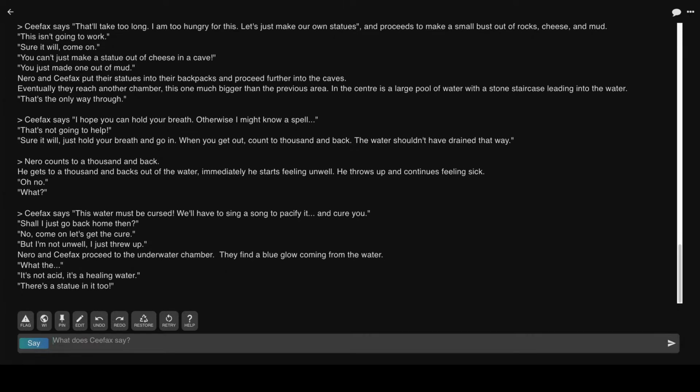Nero and Cefax proceed to the underwater chamber. They find a blue glow coming from the water. What the? It's not acid. It's a healing water. There's a statue in it too. Okay, so healing water. I don't think that's quite grammatically correct. It's a healing water. There's a statue in it too.